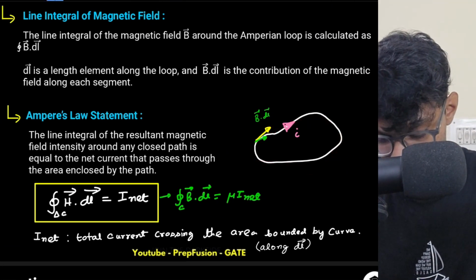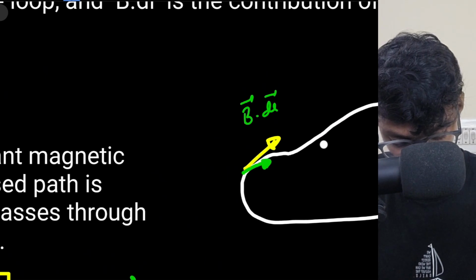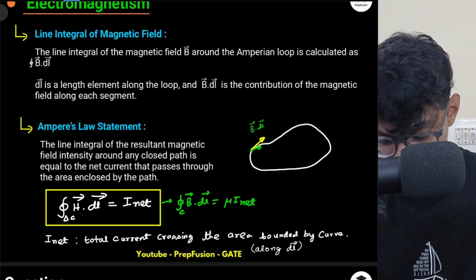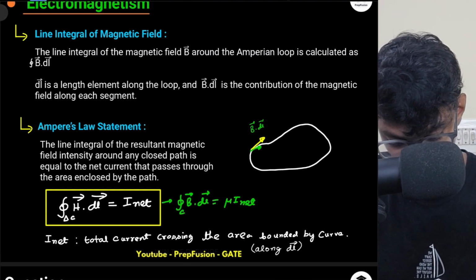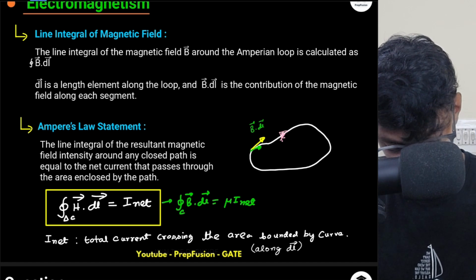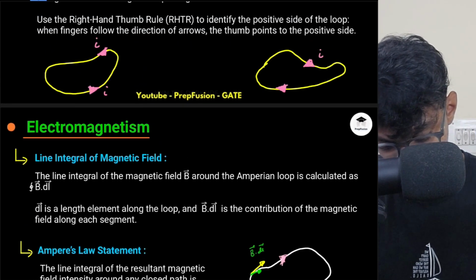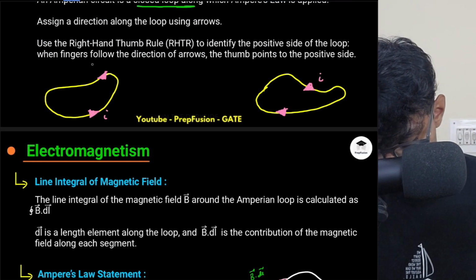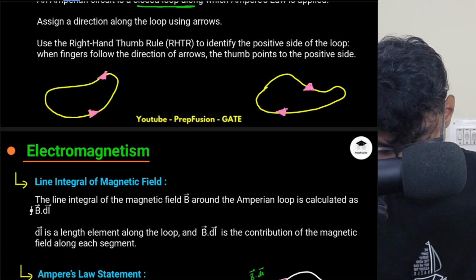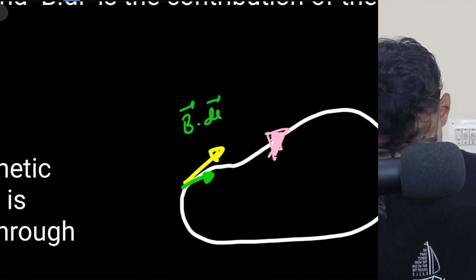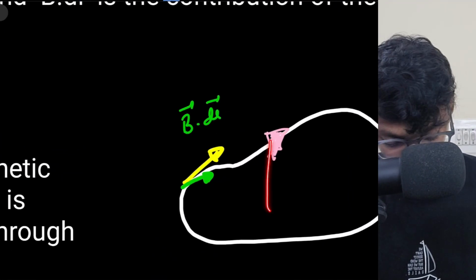Okay, this is not the current actually. I should not write current. There is no current here. I have just assigned a direction to this loop. That's it. There is no current here actually. This loop doesn't have any current. I have just assigned a direction to this loop. Later on we will understand how current flows through the surface of this loop.